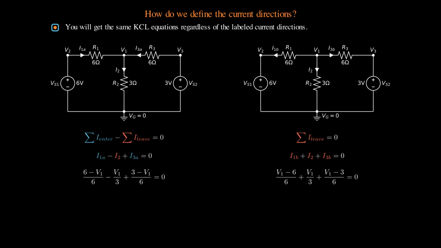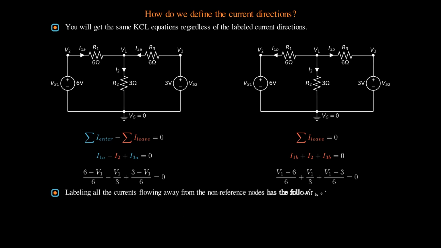Let us do 2 further algebra steps for the left equation. As can be seen, we had the same KCL equation, regardless of the labeled current directions. Let us take the 2 steps back and compare the 2 ways of labeling the current direction.